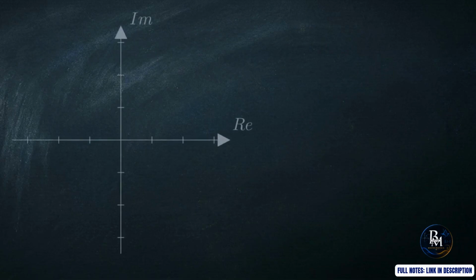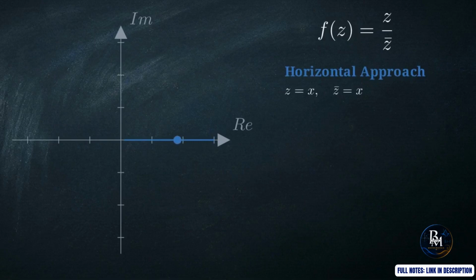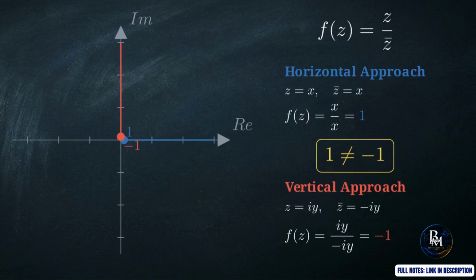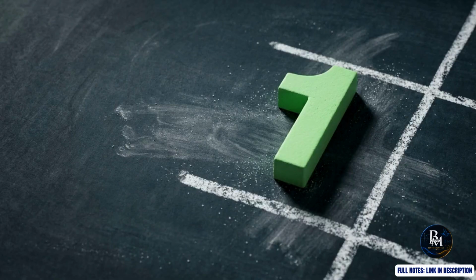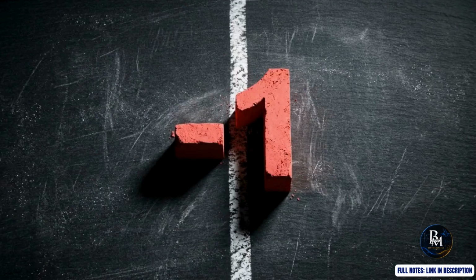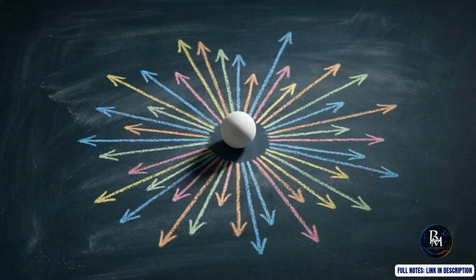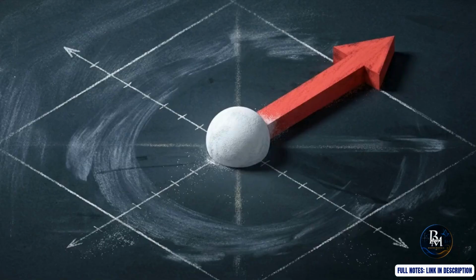We can see this in action with the ratio of a complex number to its own conjugate, z divided by z bar. First, we send a point toward the origin along the horizontal real axis. In this case, the equation simplifies until the output is 1. Next, we test the vertical imaginary axis. Along this route, the math simplifies to -1. One path gives us 1, the other gives -1. Because these paths don't match, the limit cannot exist. The output depends entirely on the direction of travel.